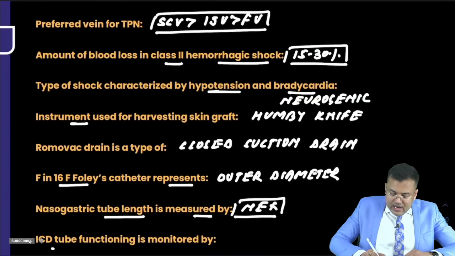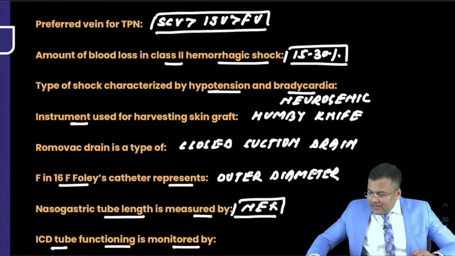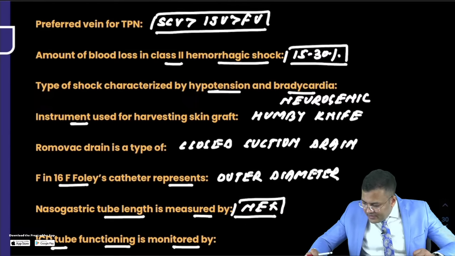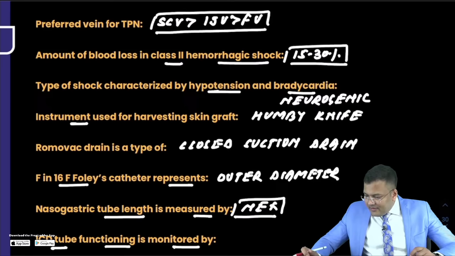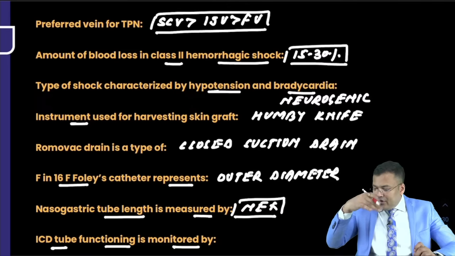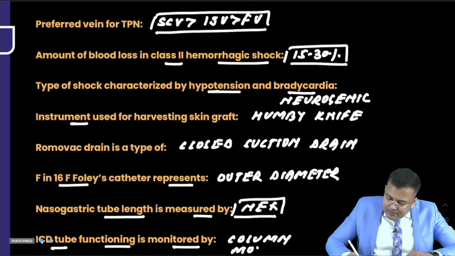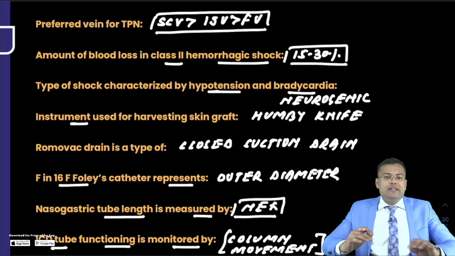Another question, ICD tube functioning is monitored by. How you monitor ICD tube functioning? Waiting for your reply. Pooja Khandelwal. Movement of air column, Sarvesh Dubey. So column movement, there is air water column. By the column movement, we are going to monitor the ICD tube functioning.